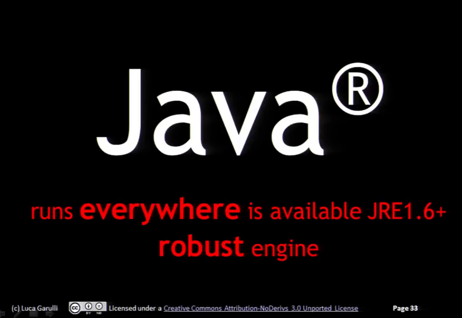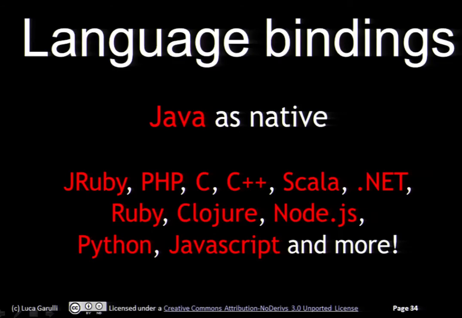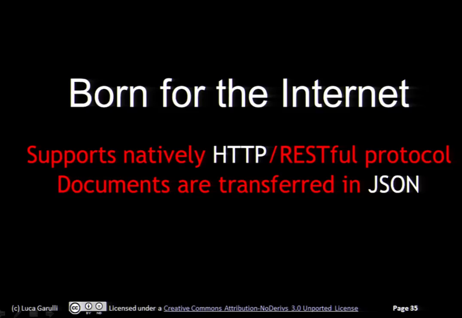It's written in Java, so this means that it's very robust, never crashes, is available on all platforms, and thanks to Java 5, it's very fast because I use the NIO API to go down to the operating system level for I/O access. There are a lot of bindings for any language, and it supports HTTP and the RESTful protocol natively. So you can just start the server and start using it with curl, for example, or the browser to execute queries and get documents. And all the documents, all the graph, is represented using JSON. So OrientDB is born for the web because it talks the language of the internet.